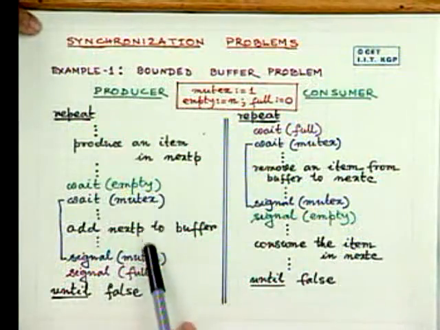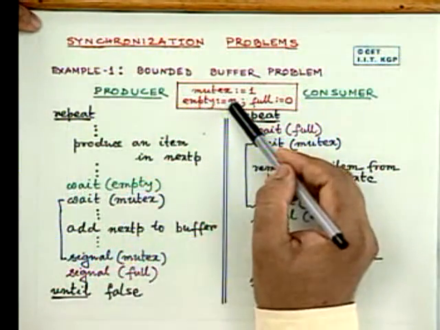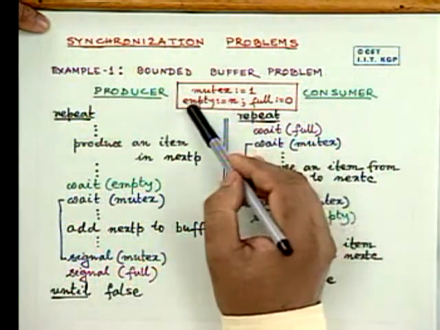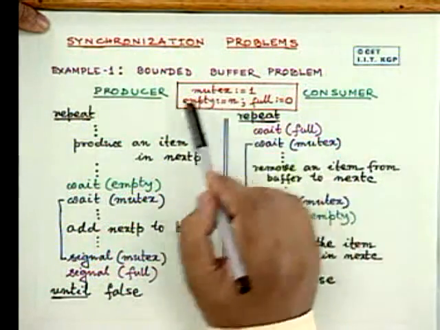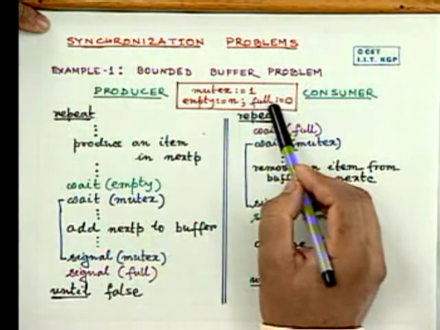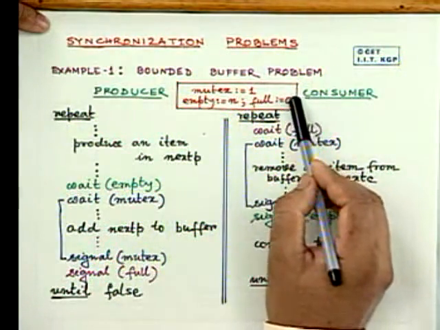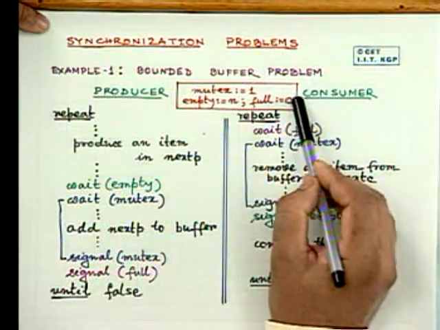There may be many, and therefore all of them will be utilizing that mutex semaphore to have mutual exclusion. The empty semaphore's initial value n represents that all the buffer positions, of size n, are empty, right? And the full semaphore indicates that none of the buffer positions has been filled up.